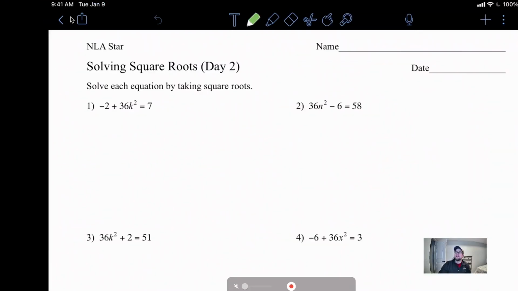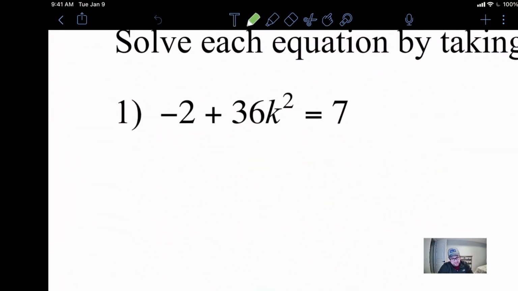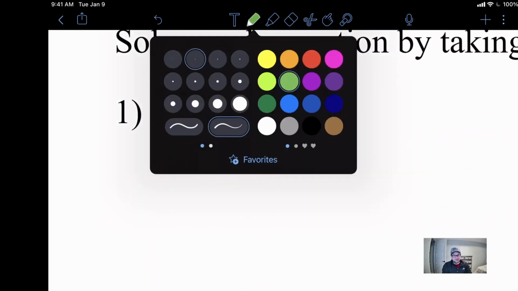Today we are going to be talking about how we solve using square roots, and this will be our second day talking about this. So just like we learned yesterday, the first thing we need to do is always get whichever variable is being squared all by itself. That has to be the first thing we try to do.